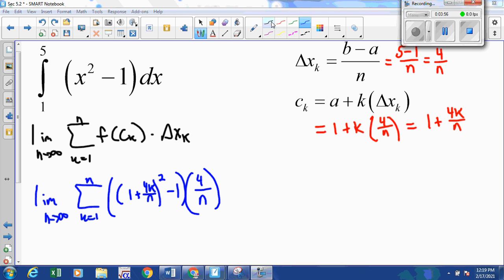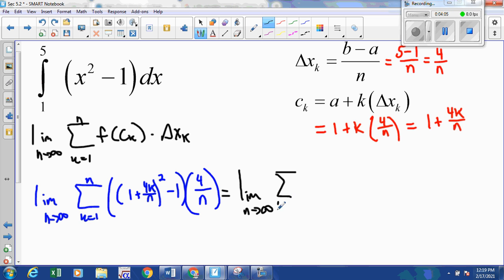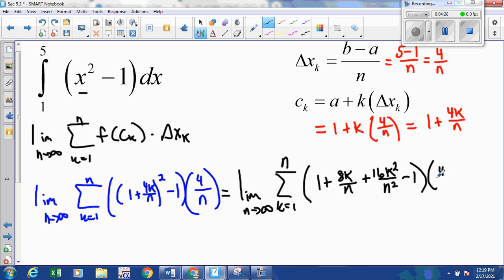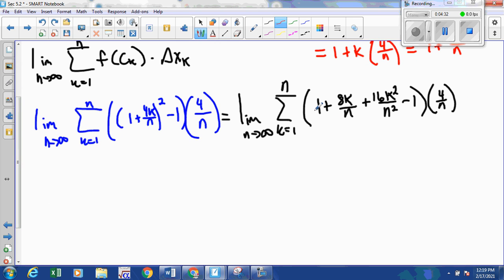From there, we need to simplify. First thing we have to do, because we have that squared term, is FOIL this out. 1 plus 4k over n, FOILed out, gives 1 plus 8k over n plus 16k squared over n squared, minus 1, all times 4 over n. Now, as we simplify, you can see the ones cancel. The next thing I need to do is distribute this through.